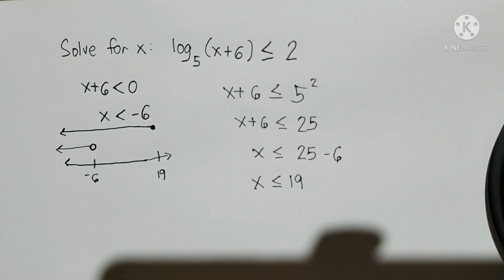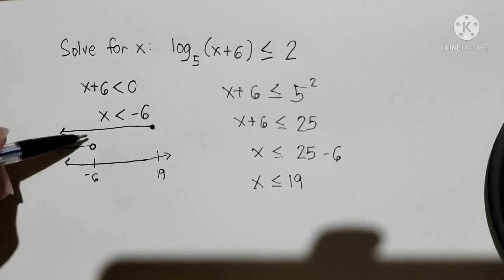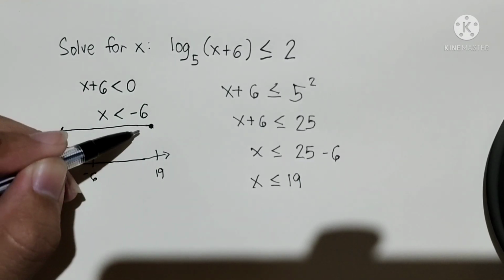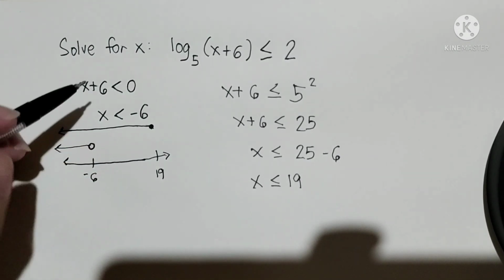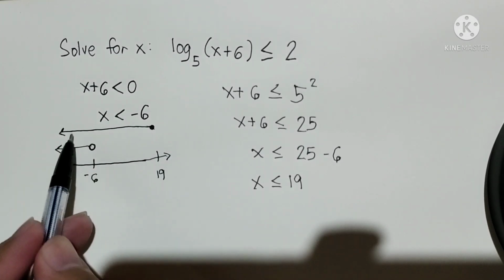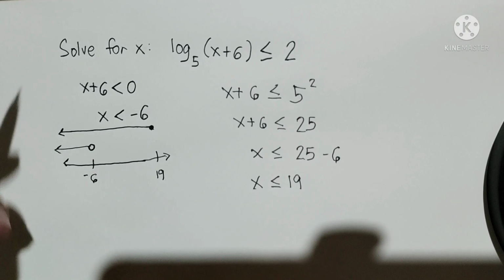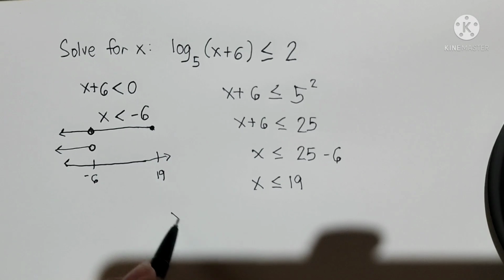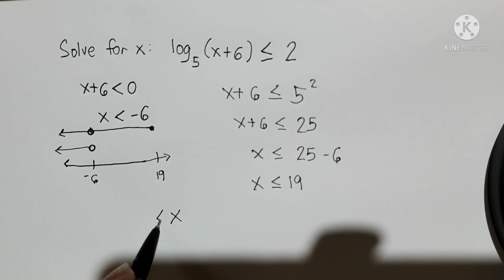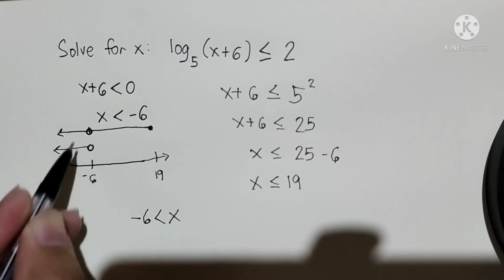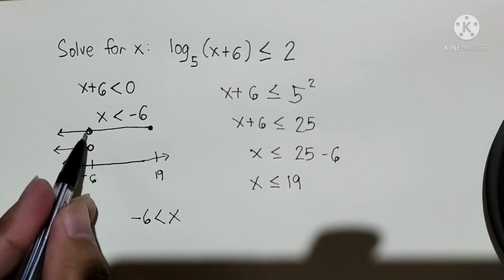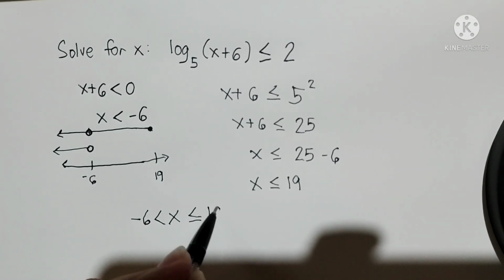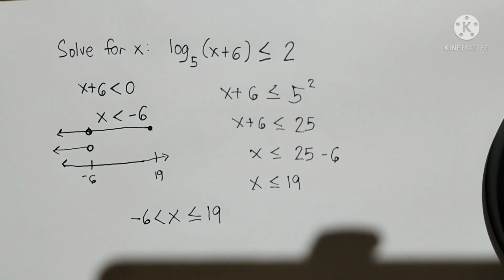Dahil sabi natin, hindi pwede na yung values natin ay mas mababa sa negative 6, then ititrim ulit natin itong na-solve natin into a smaller interval. So, instead na mag-go on tayo forever from negative 19 pababa, we will stop at this point. So, our final answer will be x should be greater than negative 6. Hindi siya pwede kasing bumaba sa negative 6. But, hindi rin naman siya pwedeng tumaas kay 19. So, this is our final answer.